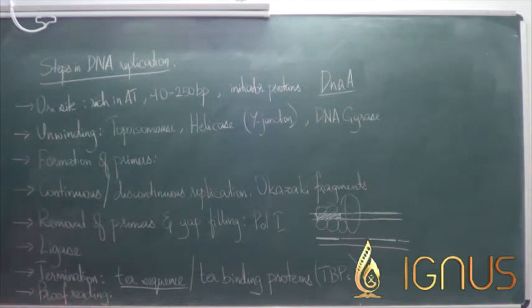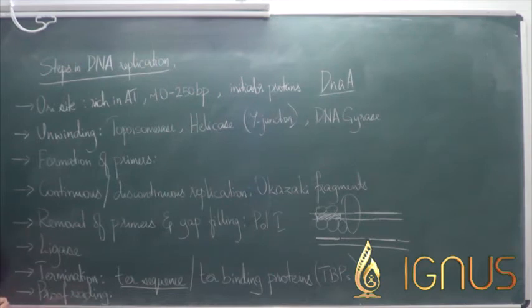So you will be starting off with the origin of replication, then unwinding, then formation of primers, which leads to continuous and discontinuous replication, forming Okazaki fragments. Then you will have the removal of primers, and the gap wherever the primer was there will be filled up by DNA polymerase 1. Then comes ligase, which is going to ligate the two strands of the DNA, and it's also going to ligate the backbone wherever there is a 5' phosphate and a 3' hydroxyl group on the deoxyribose sugar.